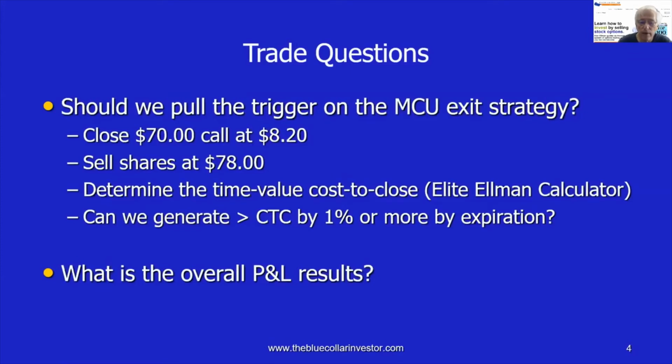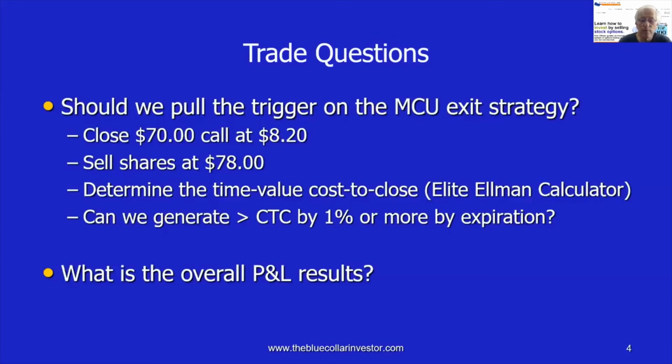Can we generate more, 1% more than the time value cost to close? Then it would make sense to do so, since we're only mid-contract. So if it cost us $8.20 to close, and the shares could be sold at 78 because we no longer have an option contract obligation, that means our shares are worth an additional $8 from that 70 strike. And we're spending $8.20 to close the call. So net, we have a time value cost to close of only 20 cents a share.